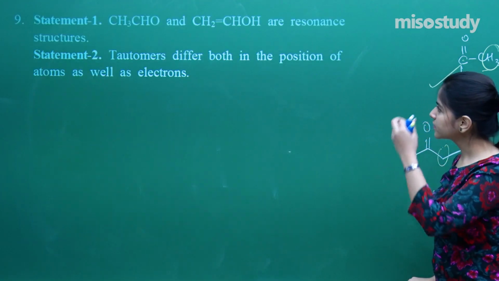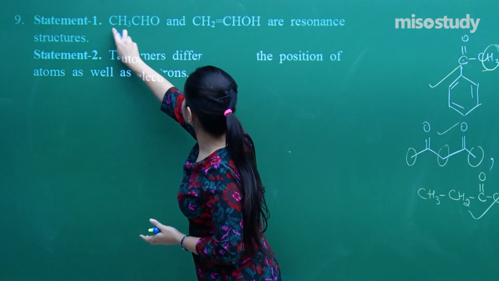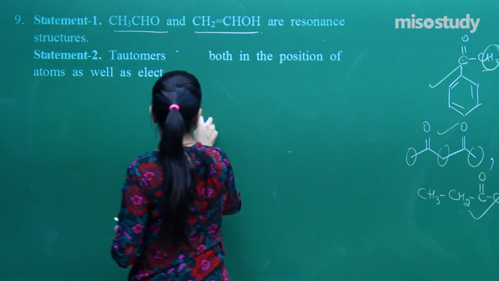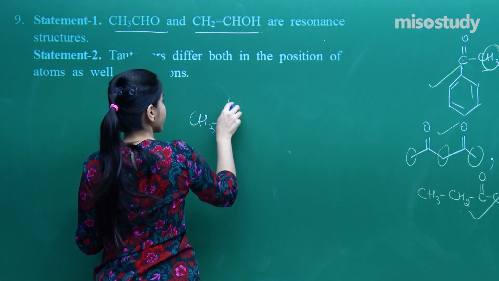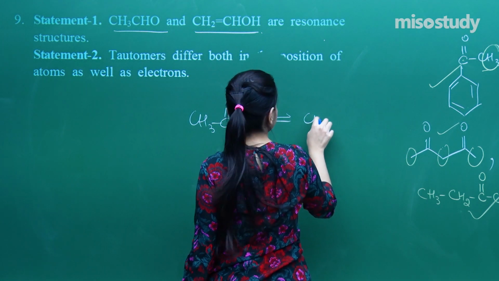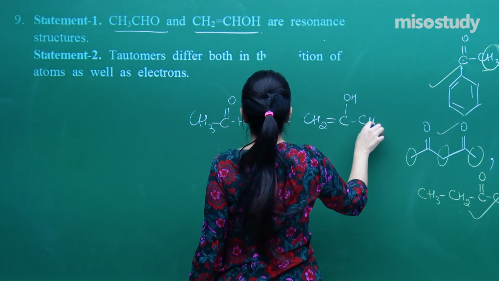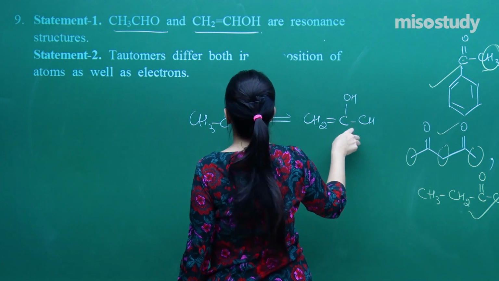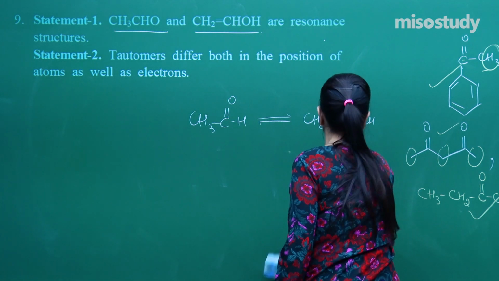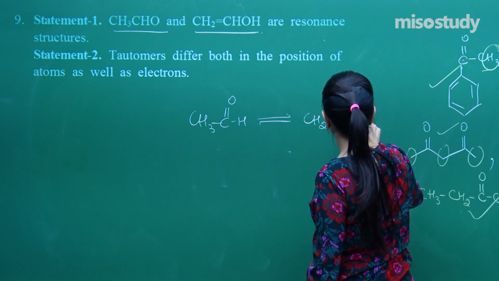Let's just move on. So what kind of a question do I have? I have got this and this are resonance structures. So let us just have it. This is the compound and this is the compound. CH2, CHOH.